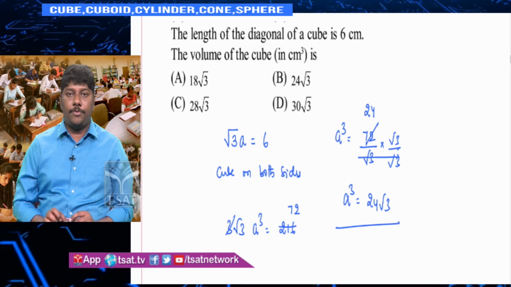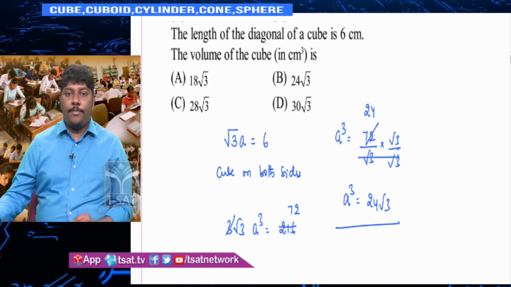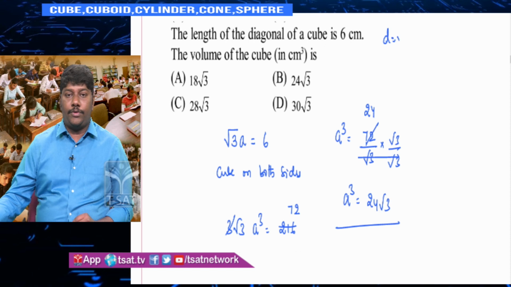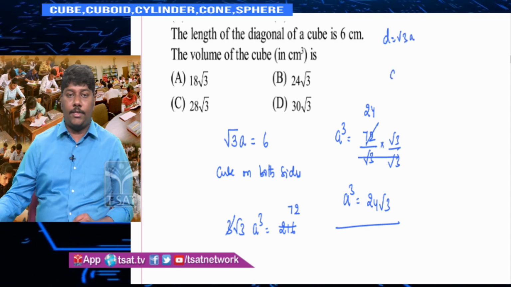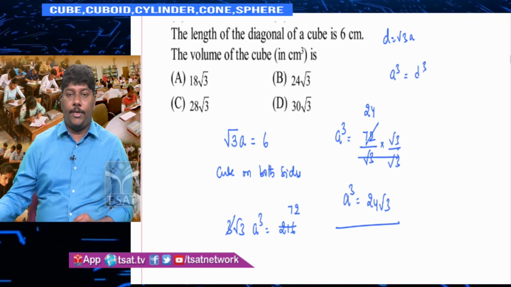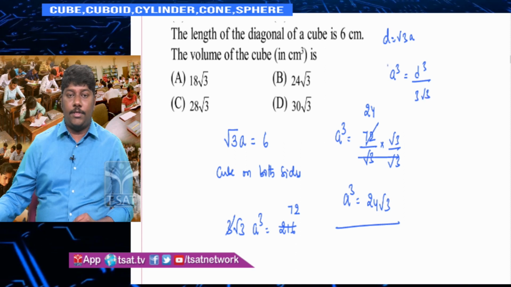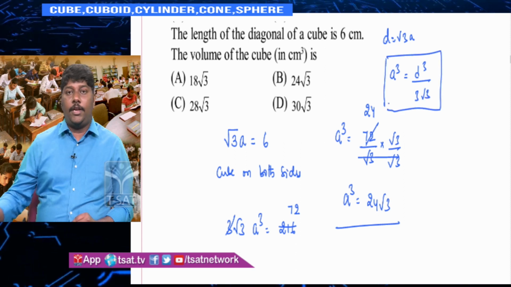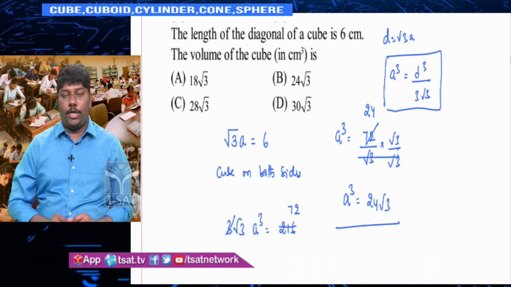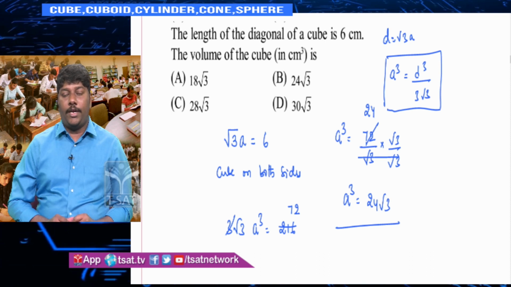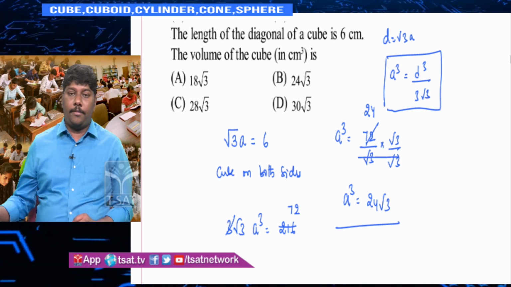If you want the direct relation between the diagonal and the volume, simply remember diagonal is equal to root 3 a. Cube on both sides: a cube is equal to diagonal cube by 3 root 3. This is the direct formula relating volume and the diagonal of a cube. So do d cube by 3 root 3, and you will get the answer there.